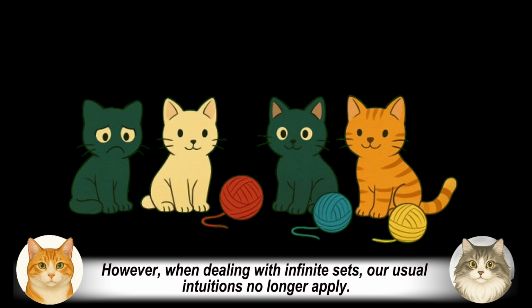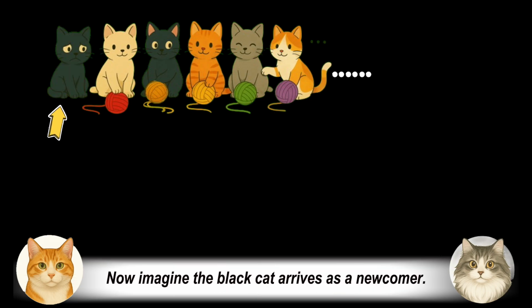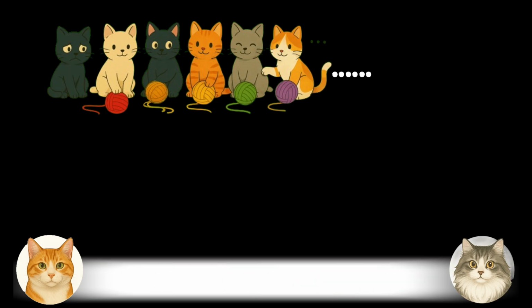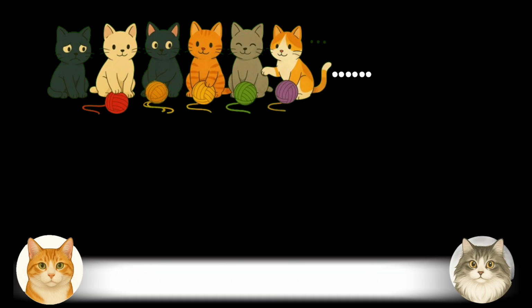However, when dealing with infinite sets, our usual intuitions no longer apply. Suppose there are infinitely many cats standing in a row, each with a yarn ball to play with. Now imagine the black cat arrives as a newcomer. Can we still arrange things so that every cat has a yarn ball? Surprisingly, the answer is yes.